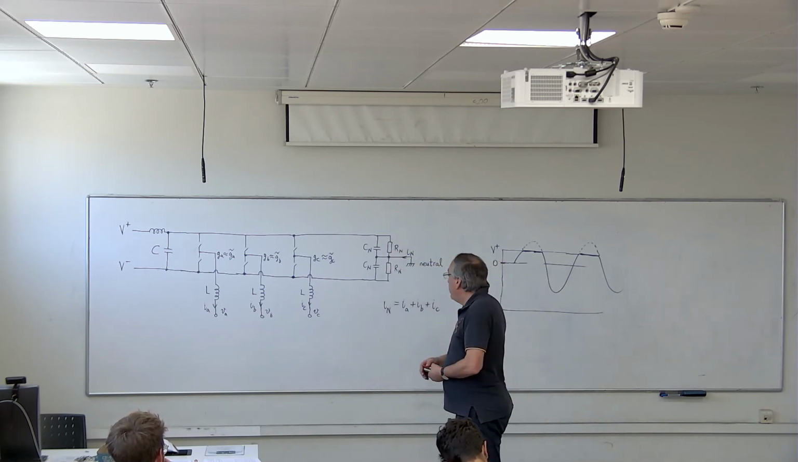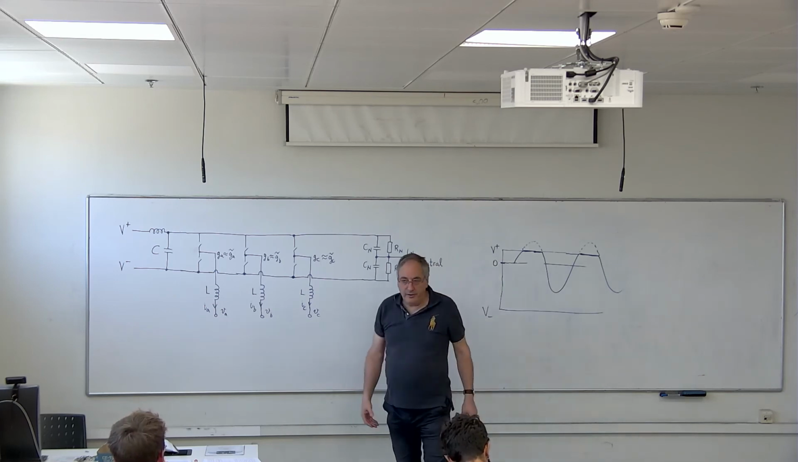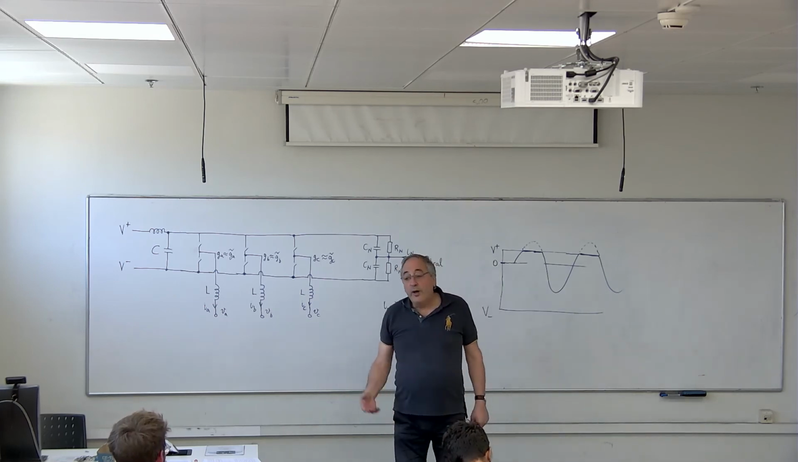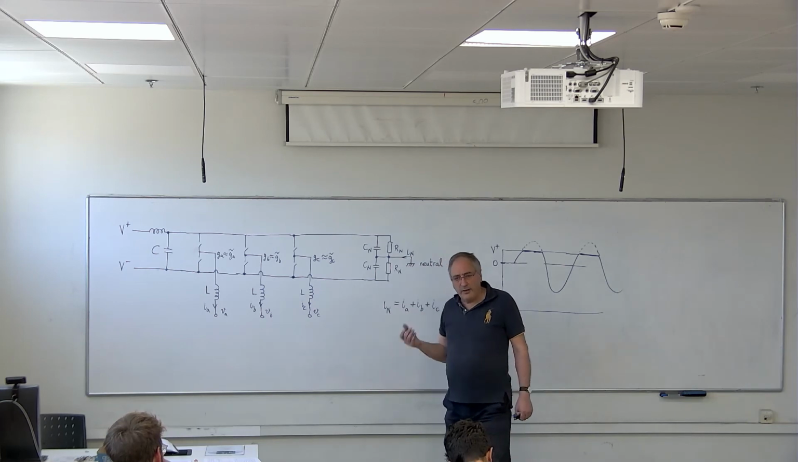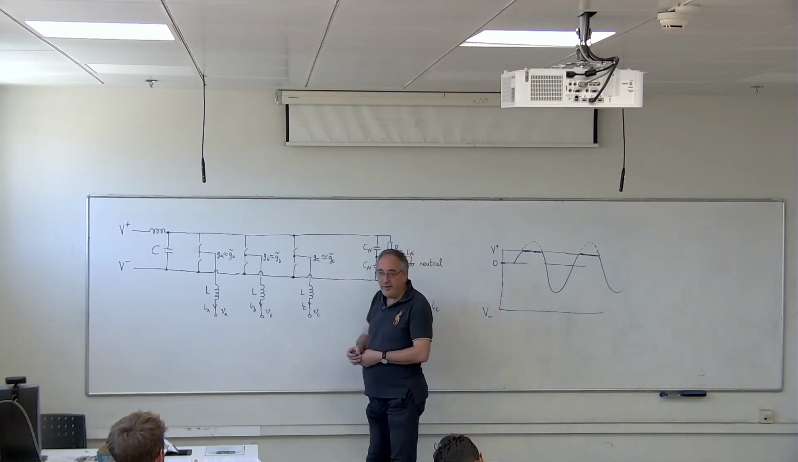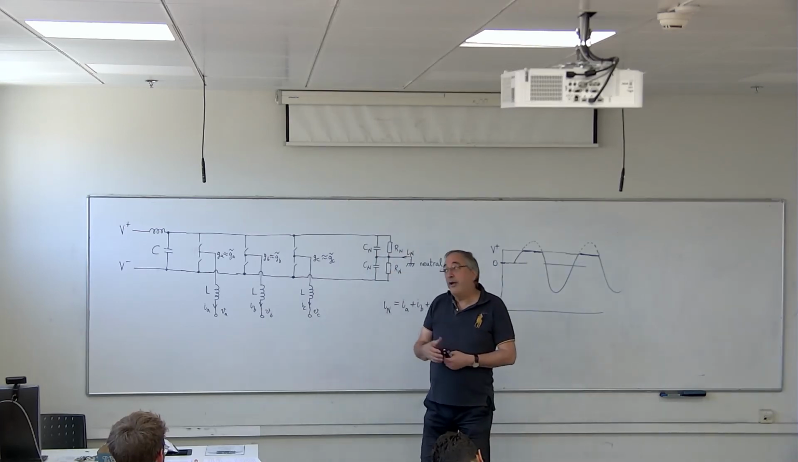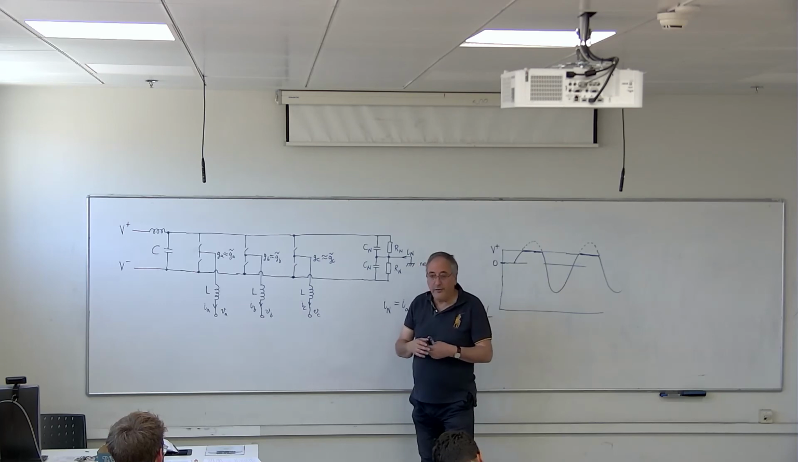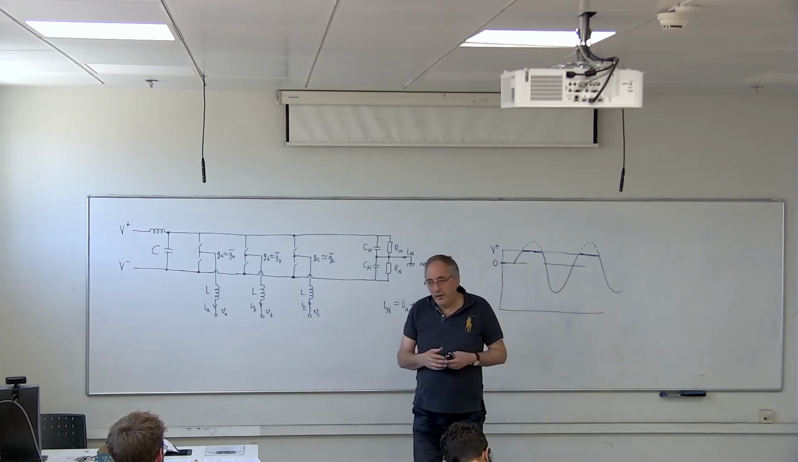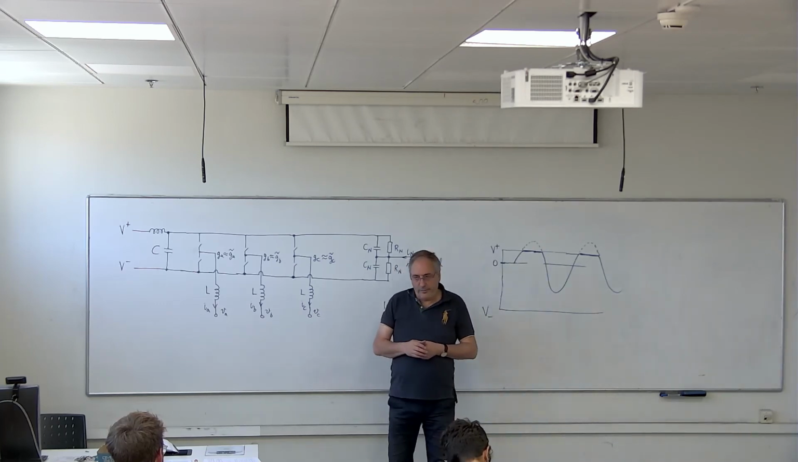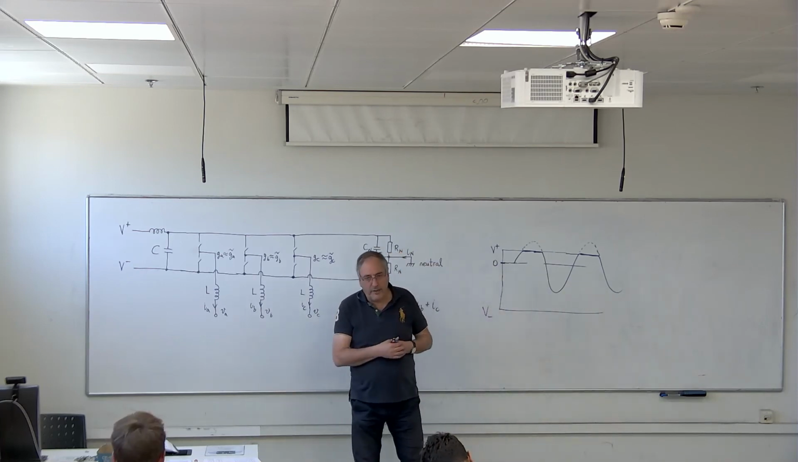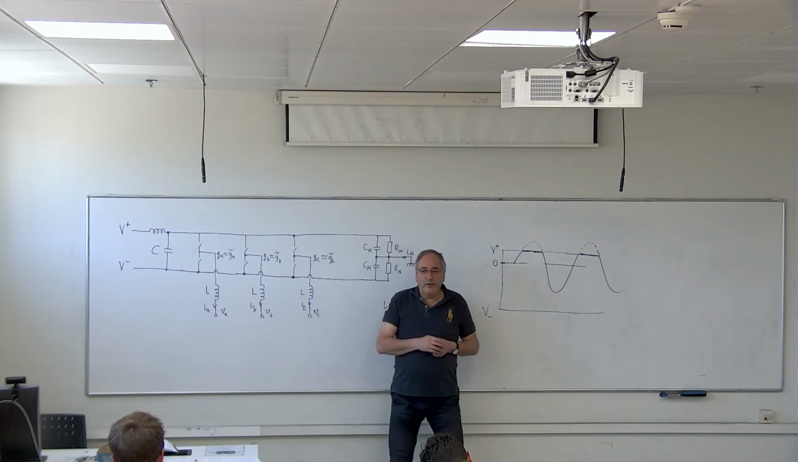But what happens if you expect a significant neutral current? When could that happen? When is it possible that we expect a significant neutral current? Let's say that you have a backup generator, a backup power supply for a hospital. Such a backup power supply is usually called a UPS, an uninterruptible power supply.